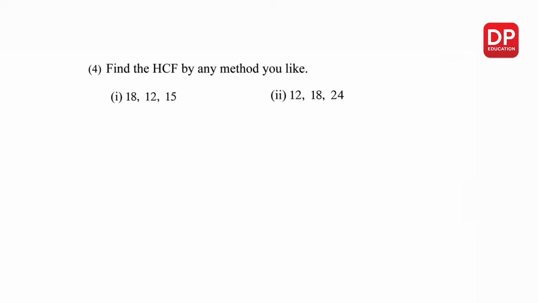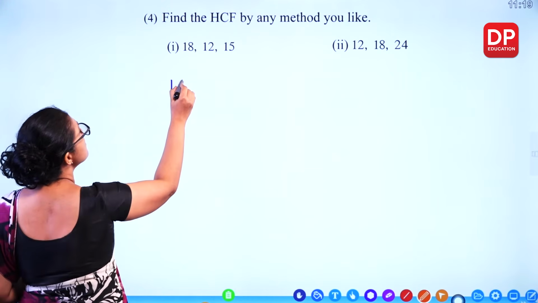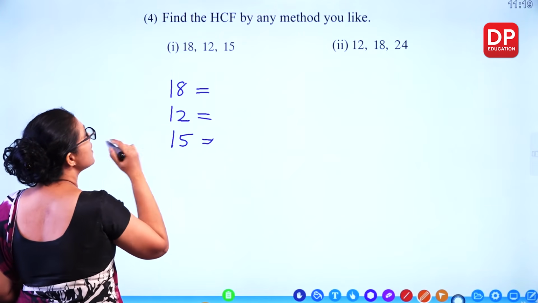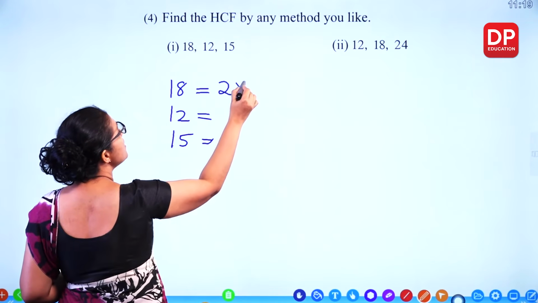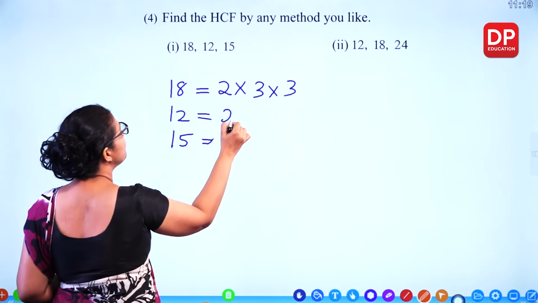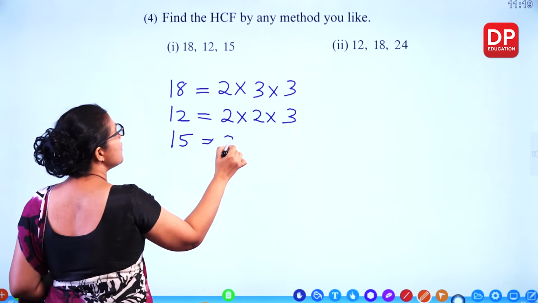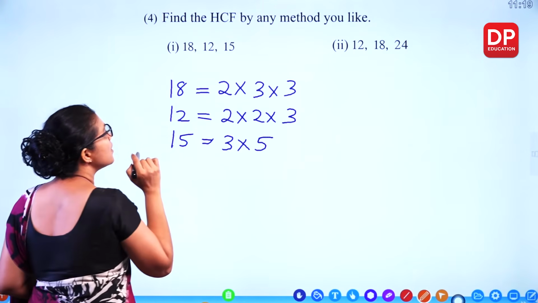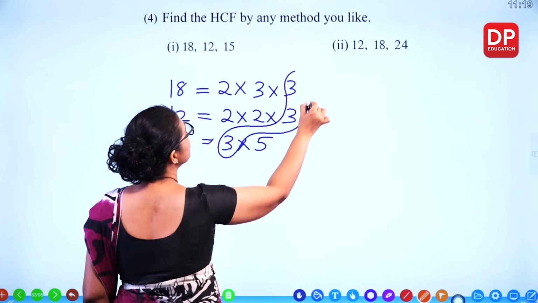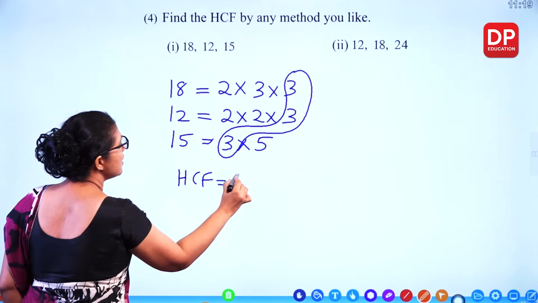Find the highest common factor by any method you like. So which one is the easiest? Using prime factors. That's the easiest way to find out the highest common factor. 18 you can write 2 times 3 times 3. 12, 6, 6 you can write 2 times 3. 15, 3 times 5. Now find out the common ones. 3. So the highest common factor is 3.